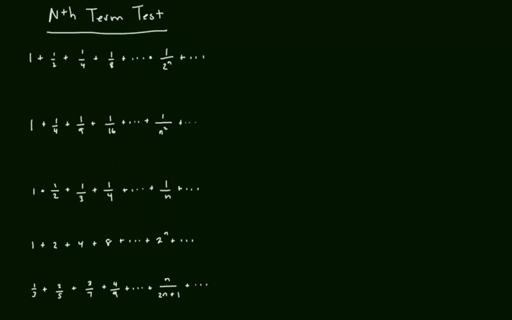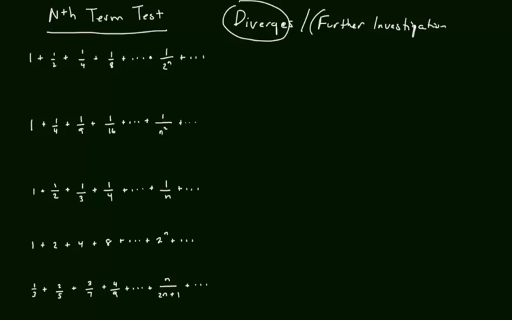The nth term test does one of two things. It tells you that the series diverges, or it tells you that further investigation is required. It never tells you it converges. It tells you only that it diverges or further investigation is required. So in the nth term test, we analyze the nth term. We analyze what happens if that nth term is way down the line.